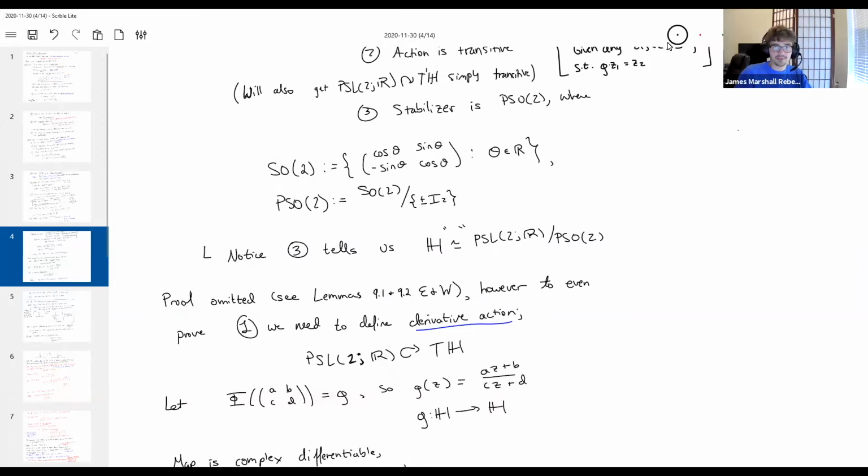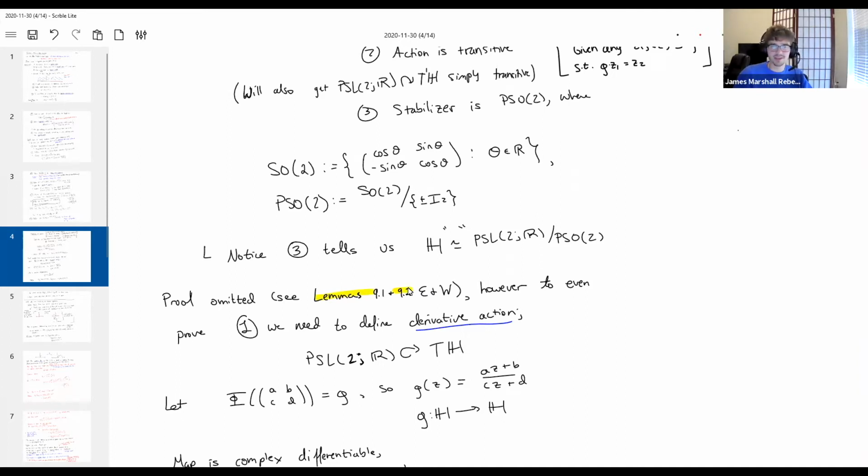Yeah, all the proofs are omitted. I was always told to never give a proof in a talk, but I'm probably going to break that rule since I have to do the Hopf argument. If you're interested in the details, here are the exact lemmas, lemma 9.1 and 9.2, in Einsiedler and Ward.